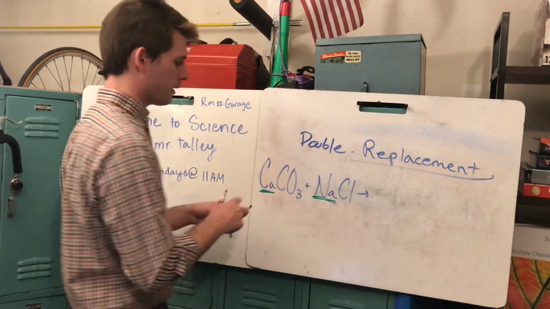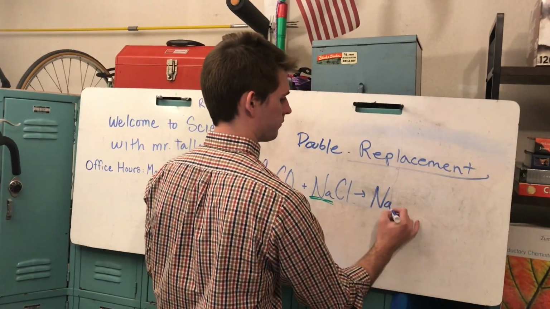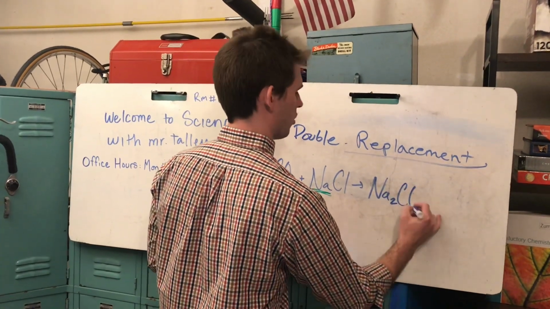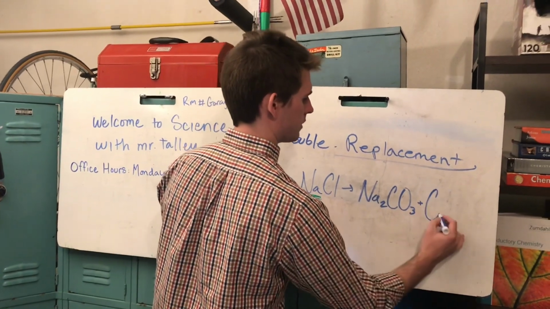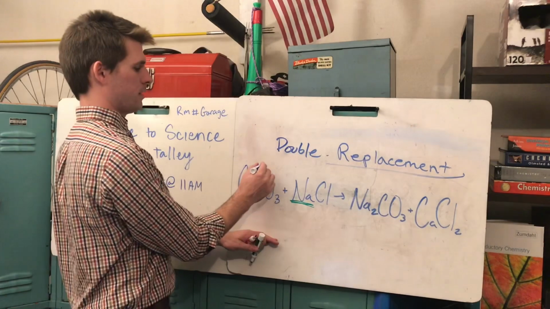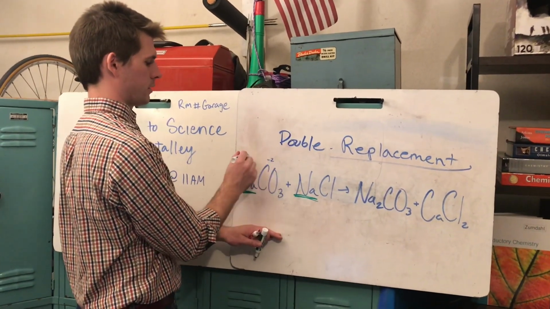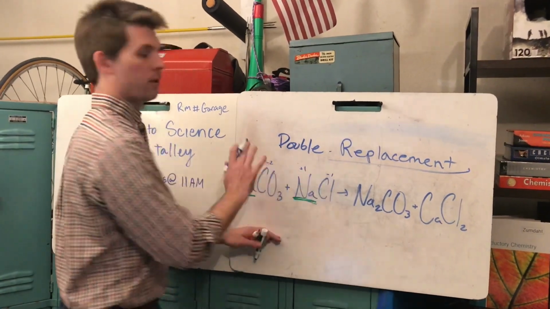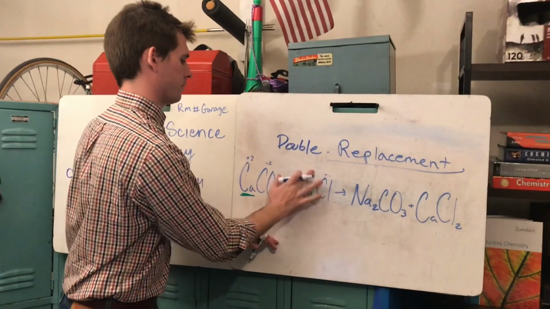So we'll end up with something like sodium. We're actually going to get Na2CO3 plus CaCl2. And that's because this guy's got, I don't know, -2, and this guy's got +2, and this guy's got +1, -1. But we're going to go over that in the next part. I'm getting ahead of myself.